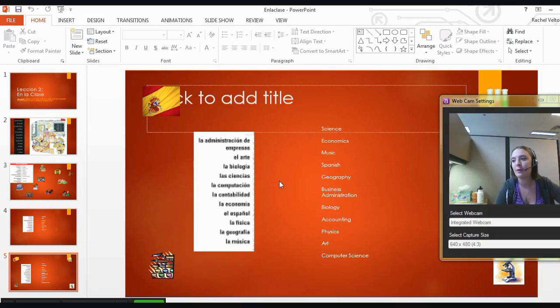Then you've got la biología, biology. Las ciencias, science classes. Next is la computación. This is computer science. Then you've got la contabilidad, which is accounting. Notice it sounds kind of like counting, contar, contabilidad. Economics is next, la economía. Then, of course, Spanish, best ever, el español. Then physics, la física. Geography, la geografía. And last but not least is music, la música.